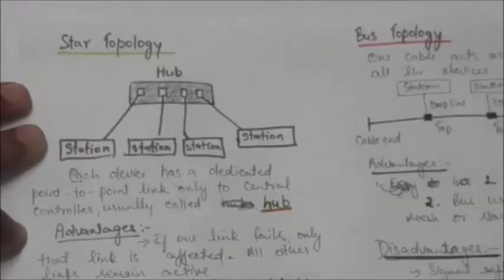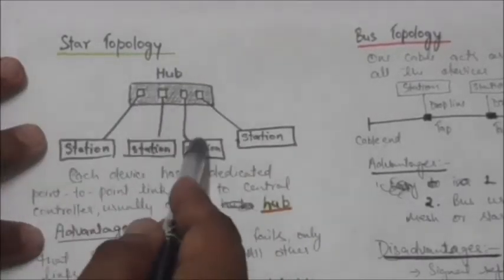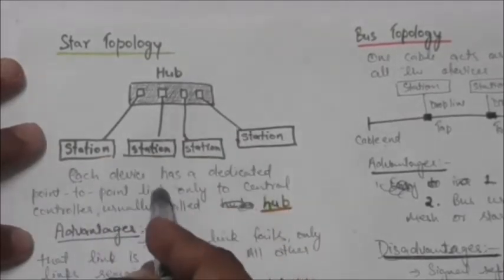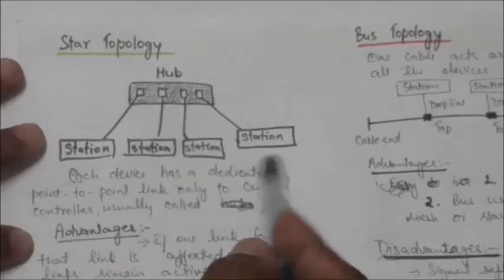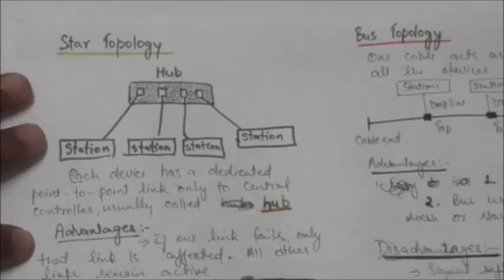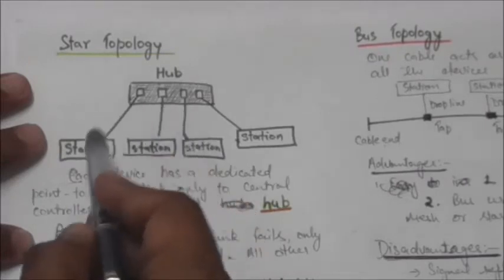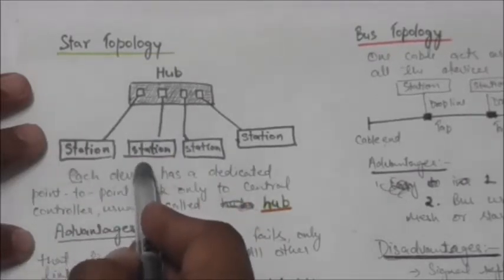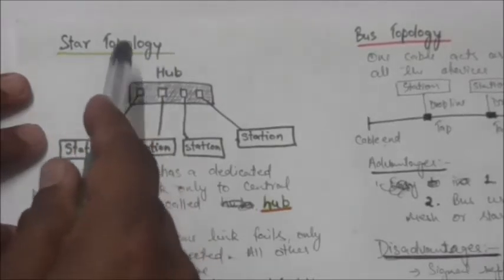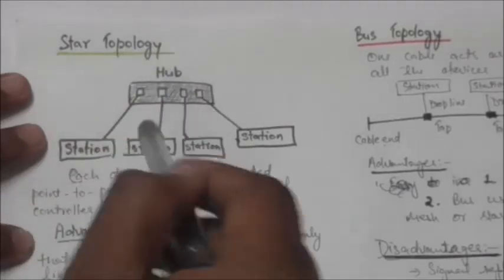Now we will study about star topology. Now what happens in star topology? As you can see in this diagram, in star topology, each device has a dedicated point-to-point link only to a central controller, which is also called hub, right? Devices are not directly linked to one another. If one device wants to send data to another, then that device sends the data to the controller, which is also called hub, right? And then the hub relays the data to the other connected device, right?